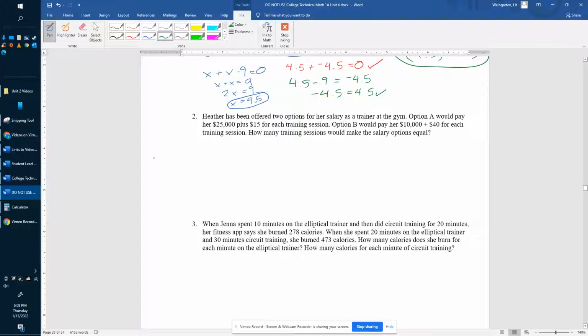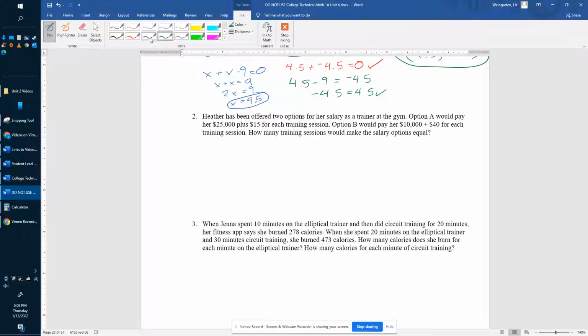Heather has been offered two options for her salary as a trainer at the gym. Option A would pay her $25,000 plus $15 for each training session. Option B would pay her $10,000 plus $40 for each training session. How many training sessions would make her salary options equal?